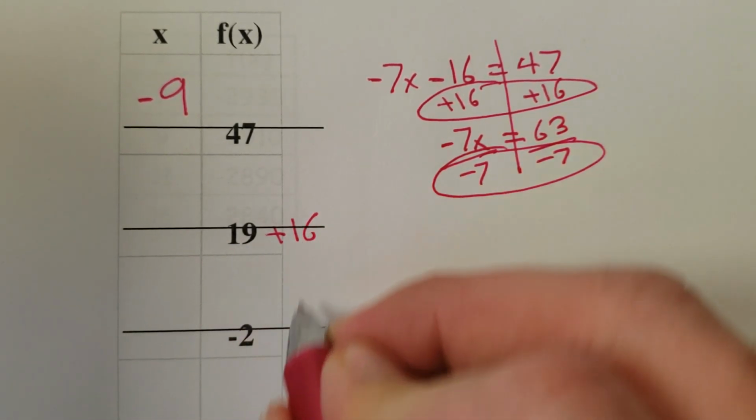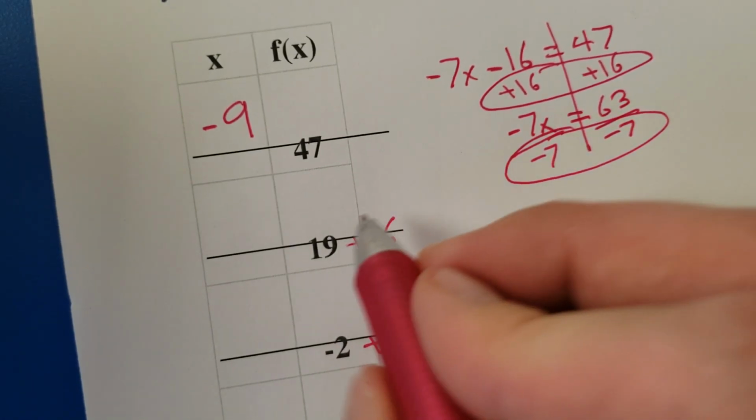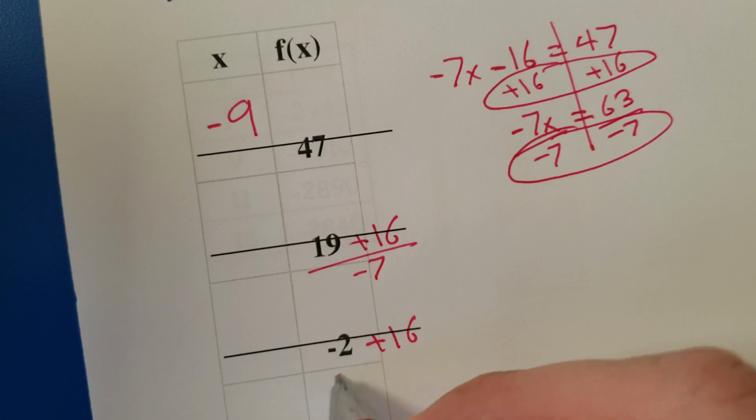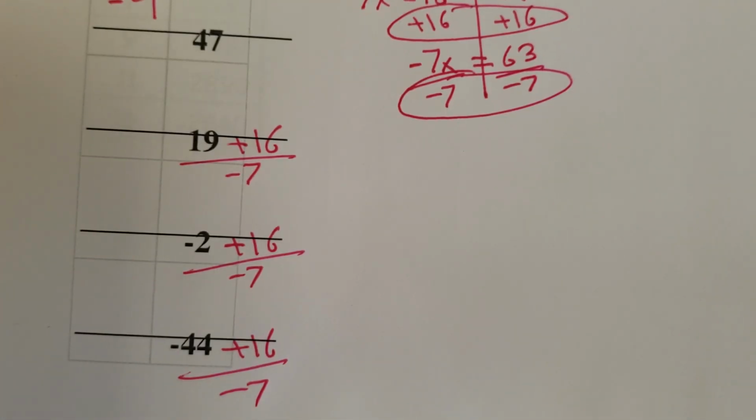I'm going to add 16 to you, add 16 to you, add 16 to you. And then I'm going to divide you by negative 7, divide you by negative 7, divide you by negative 7. There you go. Look at that.